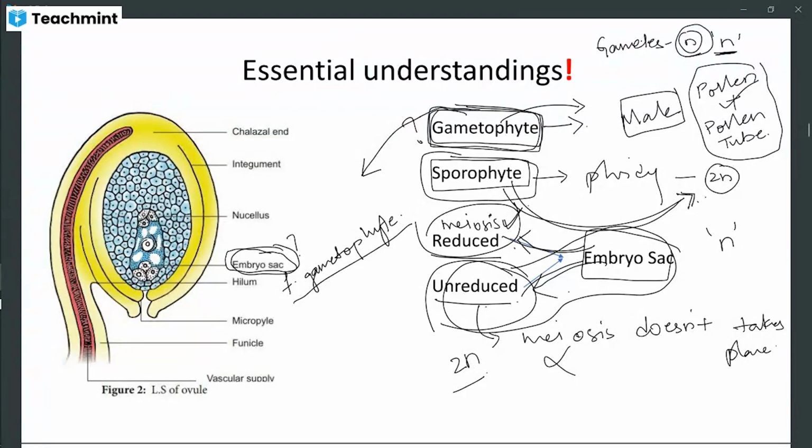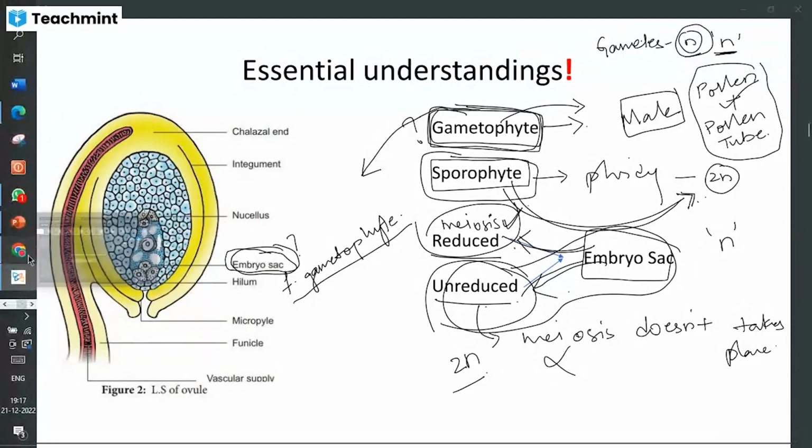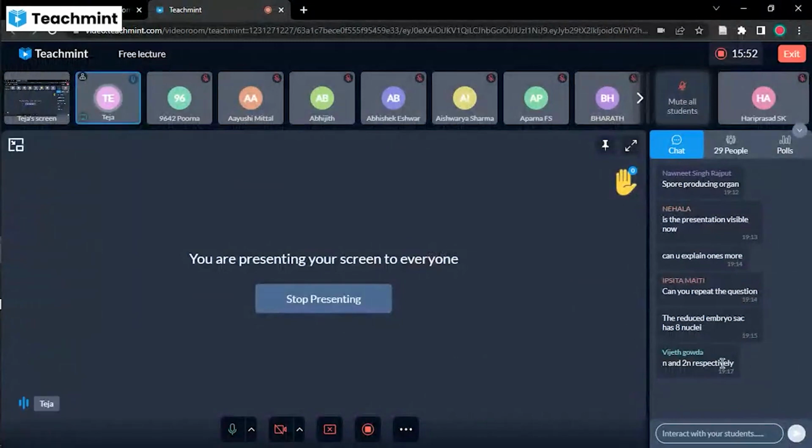So hope everyone understood about the reduced embryo sac, unreduced embryo sac, gametophyte, sporophyte, and the ploidy level. If anyone has doubt in these 4 terms, you can ask me now, because the entire concept of reproduction, mostly asexual reproduction, will be based on these terms. If no one has any doubt, we will proceed. 2n and n respectively. Okay, good. So hope you are clear with these 4 terms: gametophyte, sporophyte, reduced embryo sac, and the unreduced embryo sac.